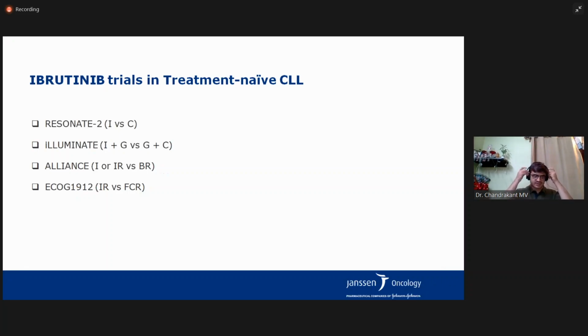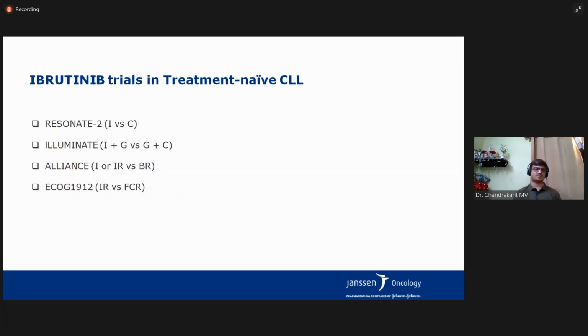So the Resonate 2 trial, where we compare in the frontline setting ibrutinib versus chlorambucil. And then we have the Illuminate trial, ibrutinib Gazyva versus Gazyva chlorambucil. And then the Alliance trial, ibrutinib or ibrutinib rituximab versus bendamustine. And then we have the ECOG 1912, ibrutinib rituximab versus FCR. So you can see that ibrutinib has been compared head to head with all effective chemotherapy or monoclonal antibodies.